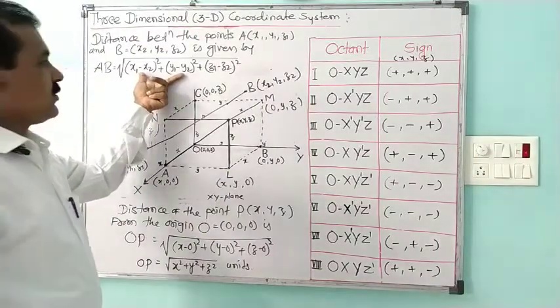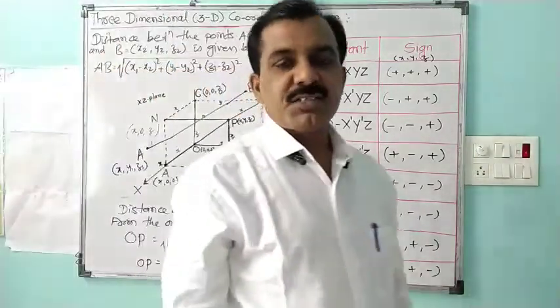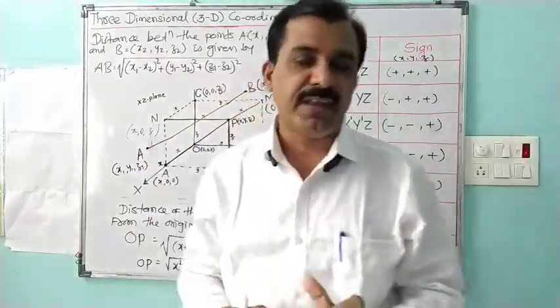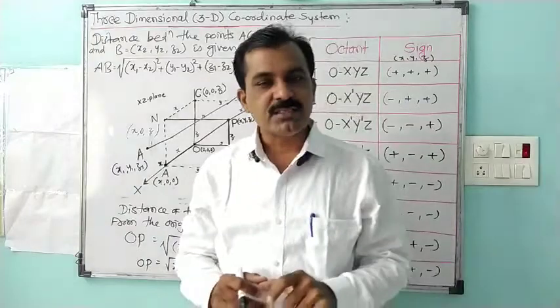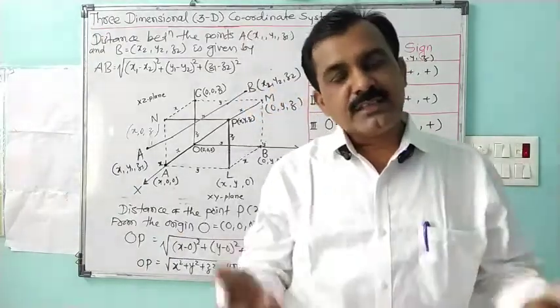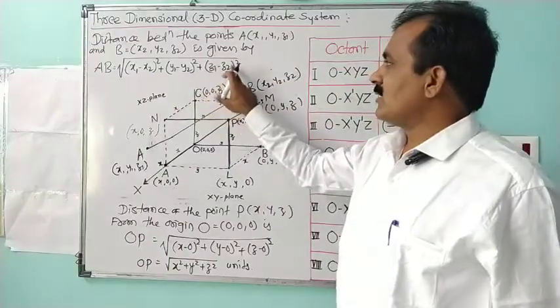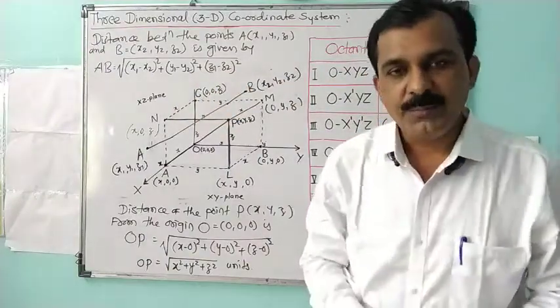The first two terms we have already used in the root symbol for getting the distance between A and B when they are present in a plane. Now they are present in space with 3 coordinates, so the distance can be evaluated by adding this extra third term to the formula.